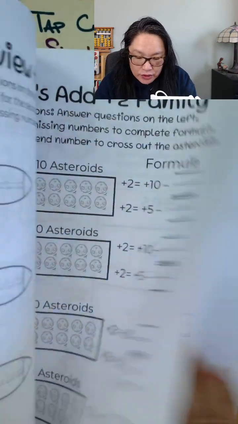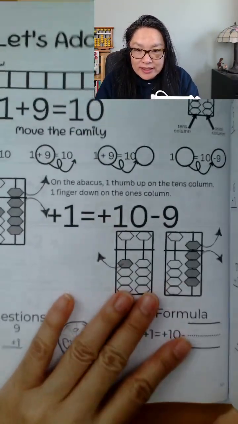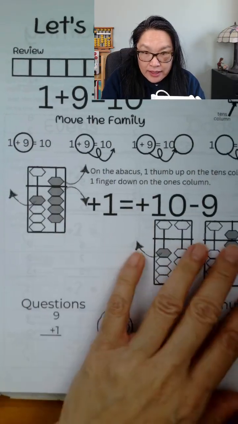So what I do like, this is my latest book, and I like the pictures. So I'd still be doing pictures like this to show you that I'm going to add the 10 and I'm going to take away the 9. And then I formulate it.